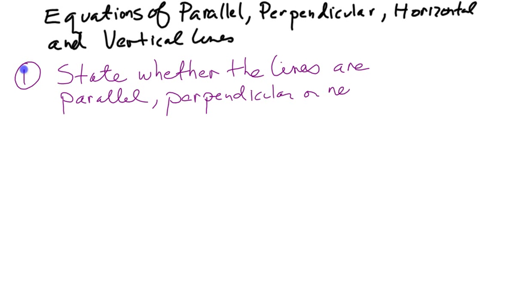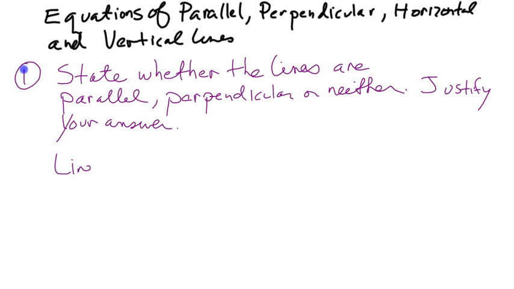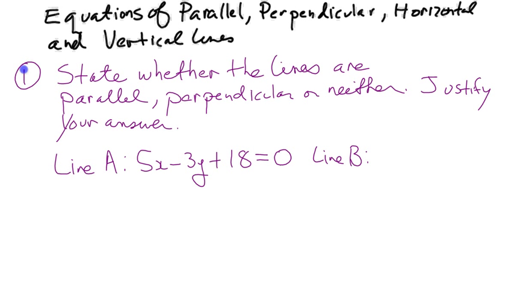Okay, so the instructions are: state whether the lines are parallel, perpendicular, or neither, and justify your answer. All right, and here are the lines. We have line A. Line A is 5x minus 3y plus 18 equals 0. Line B is 6x minus 10y plus 5 equals 0.